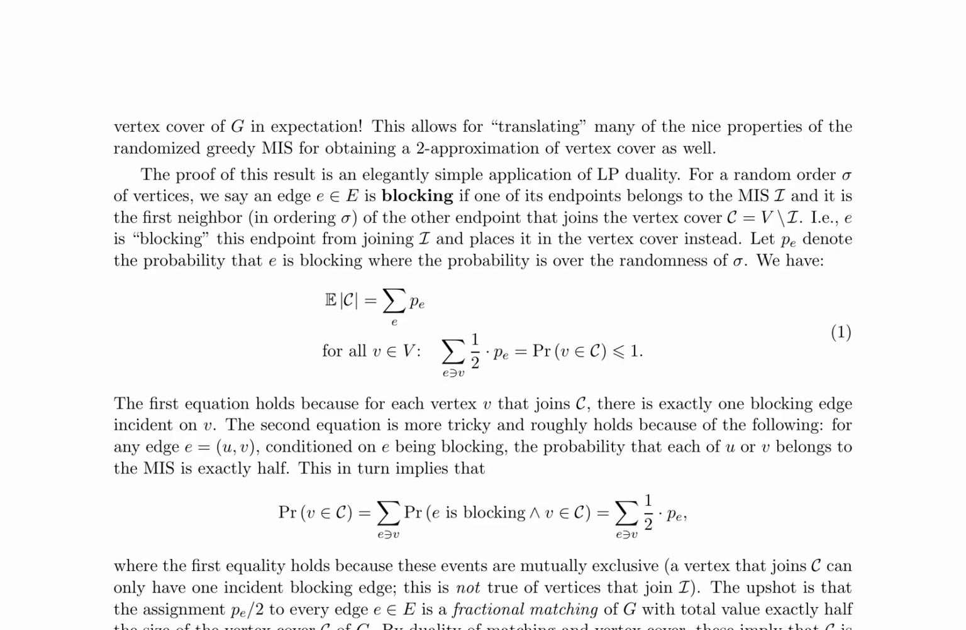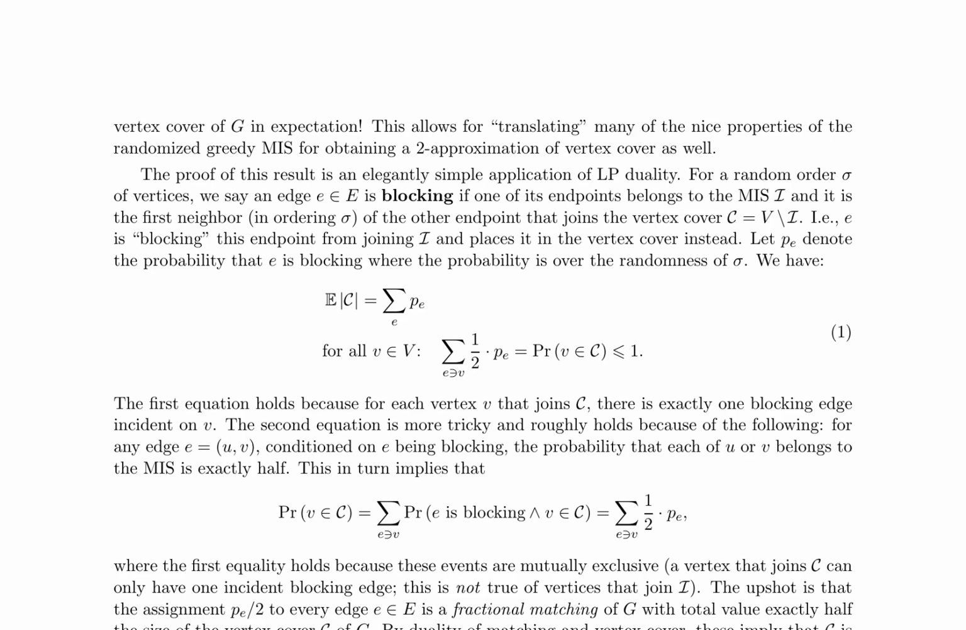The authors introduce a novel approach to achieve a 2-approximation of vertex cover using a randomized greedy algorithm for the maximum independent set, MIS, problem. By leveraging the properties of the randomized greedy MIS, they establish a connection between the vertex cover and the fractional matching of the graph. This connection is based on the concept of a blocking edge, which is an edge that prevents a vertex from joining the MIS and instead places it in the vertex cover.